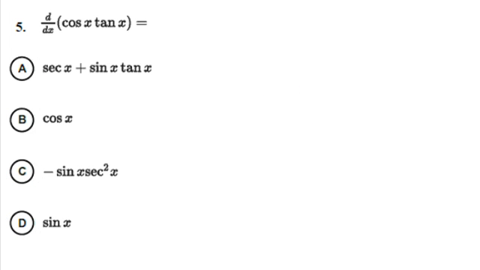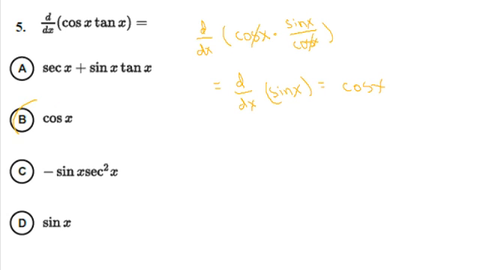Now we're looking at our product rule, but we want to make life simple for us, so let's look at simplifying this expression. We've got cosine x times sine x divided by cosine x. Always look to see if we can simplify before we make life too difficult for us. That equals the derivative of sine x, which is cosine x, our answer choice B.